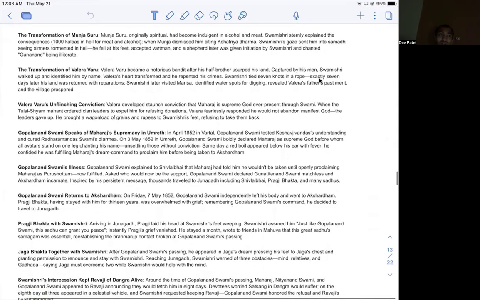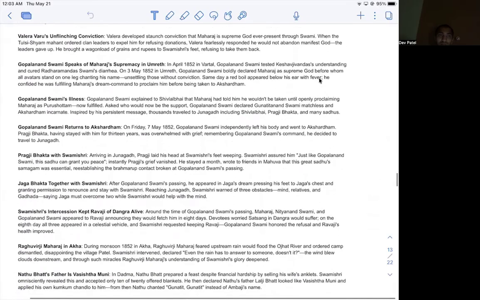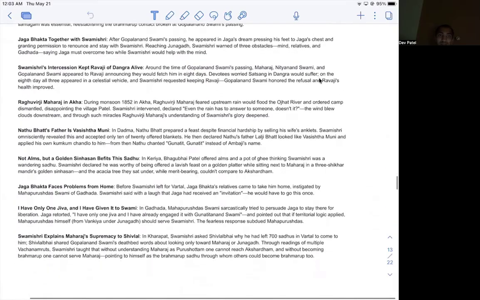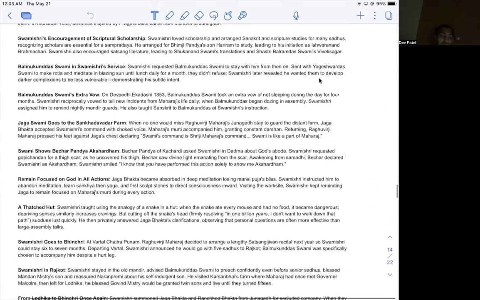Then we have the transformation of Varu. We have GS illness, GS finally returning to Akshardham. We have Jagabhat incidents, facing problems from home. Four ways of enjoying bliss: he tells Jagabhat that the 4 ways are darshan, talks, prasad, and embrace. And he has the ability to grant all 4 through himself, through his association.